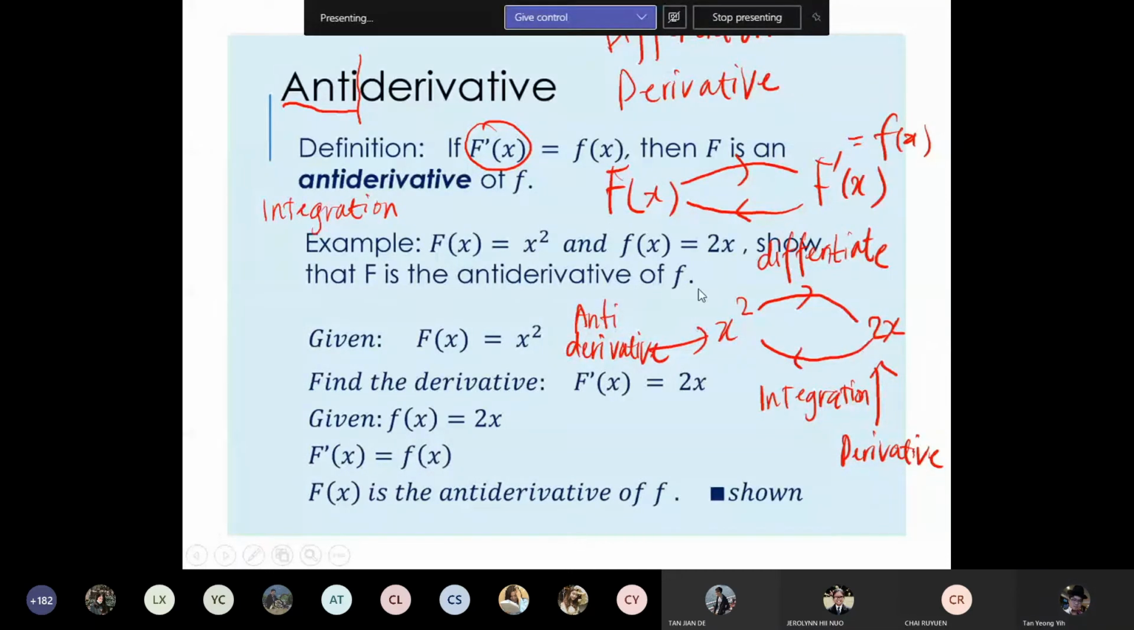So this slide just wants to show us that the antiderivative is the reverse process of the derivative. So integration is the reverse process of differentiation. This is the conclusion for this slide. Any question? Okay, if no questions, then we move on to the second one.